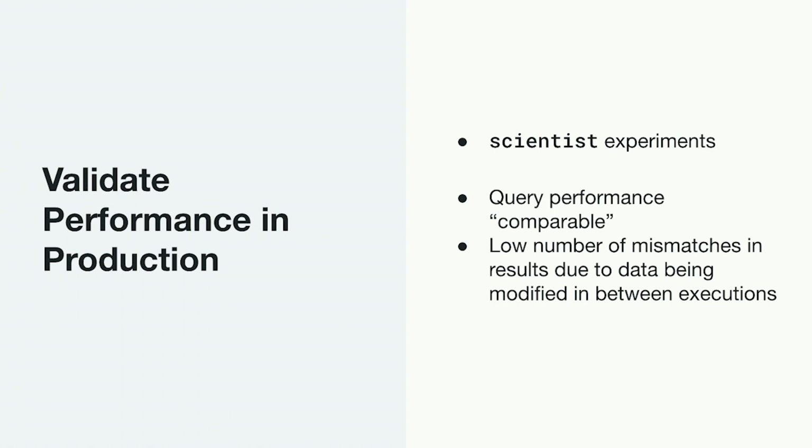We also saw a low number of mismatches between the results, but that is also kind of expected, because those two queries run on different clusters and data can change in between those two queries. There are no transaction guarantees there, right? But we looked through the mismatches that we saw and they were super low, and it was pretty obvious that those mismatches mostly happened because of data changes in between executions.